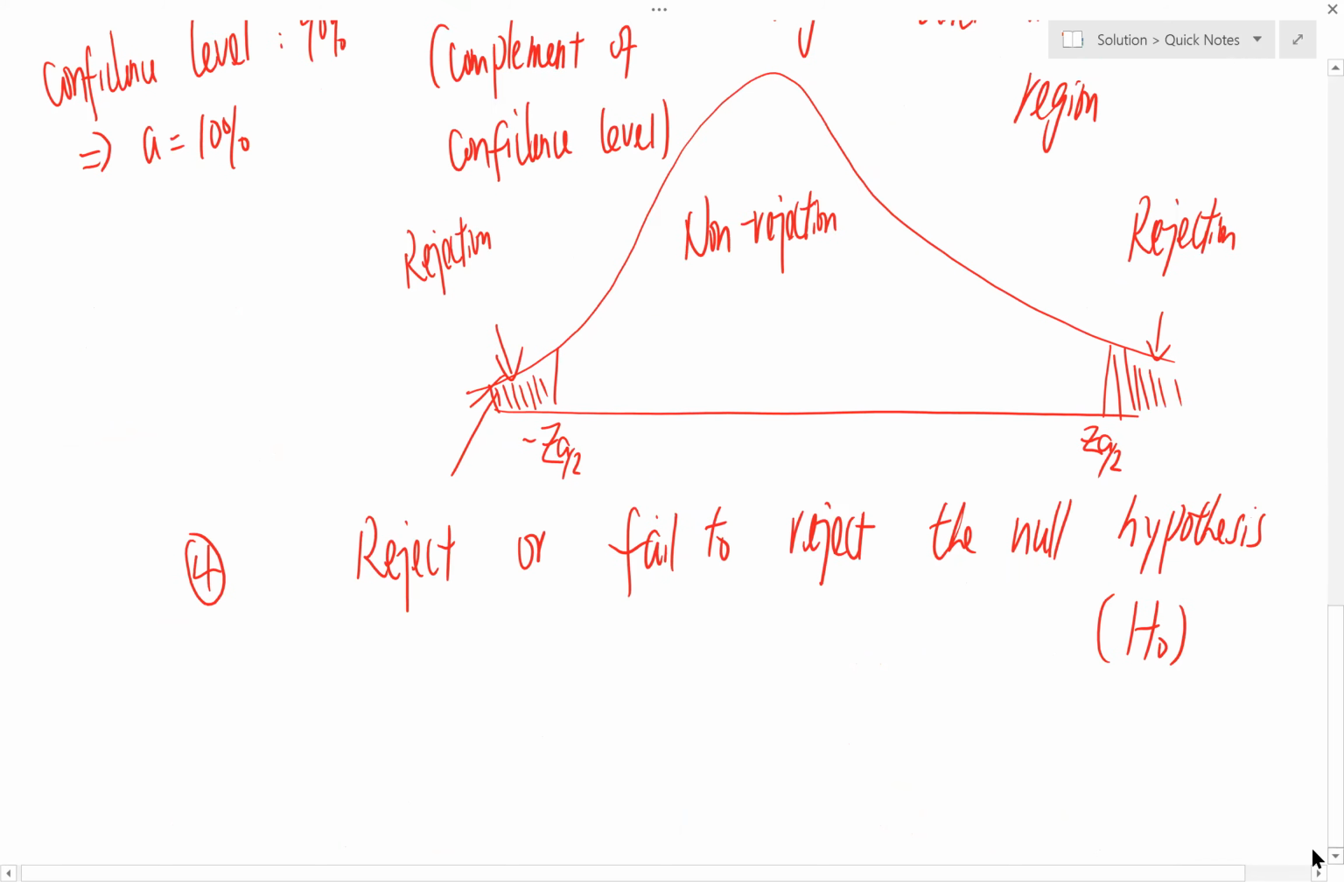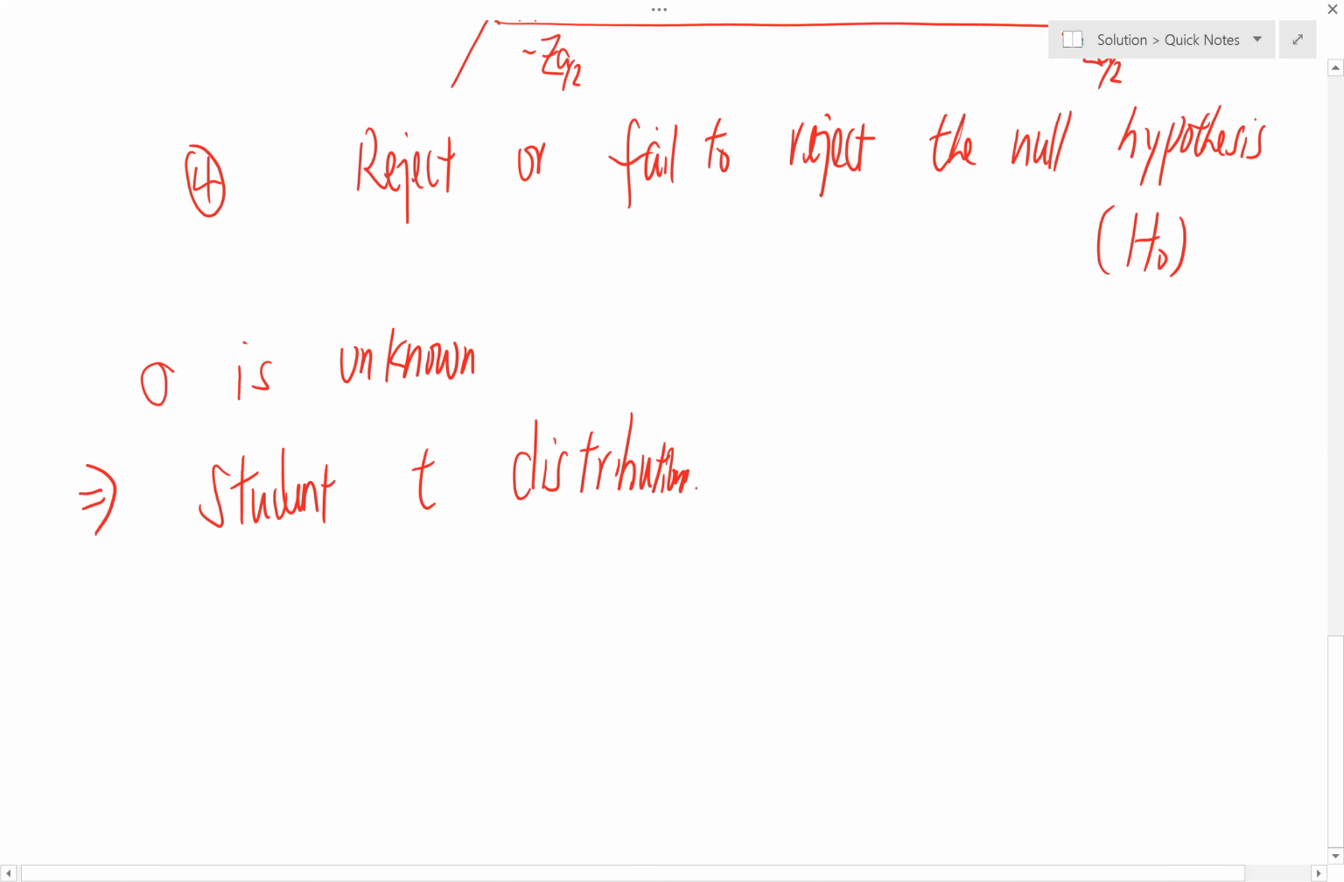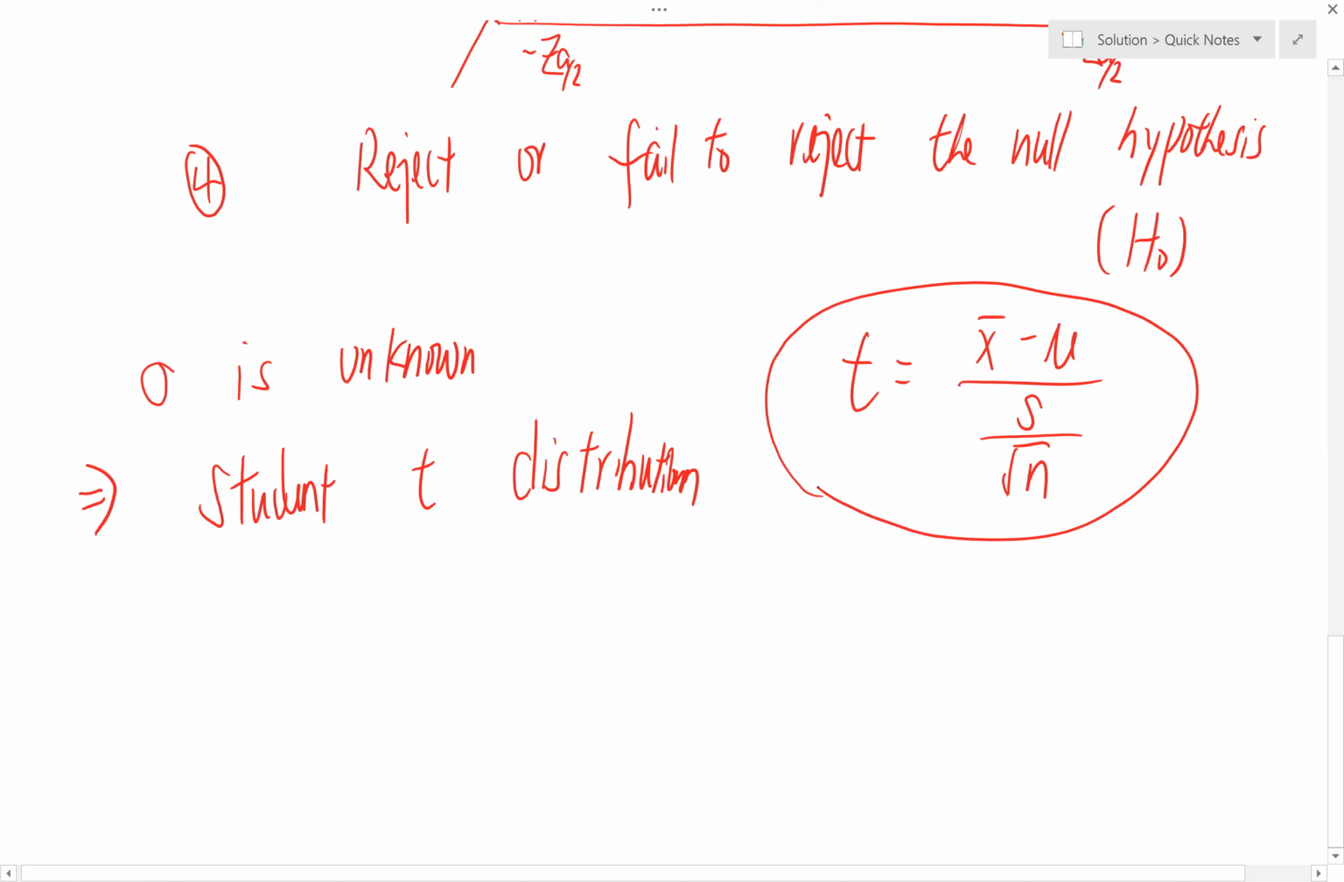So, no question. Let's talk about the student t-distribution. When sigma is unknown, meaning there's no way to find out the population standard deviation, you have to use a student t-distribution. That's where the t-score formula comes from: t equals x bar minus mu over sample standard deviation over square root of sample size. That's where this formula kicks in when sigma is unknown.